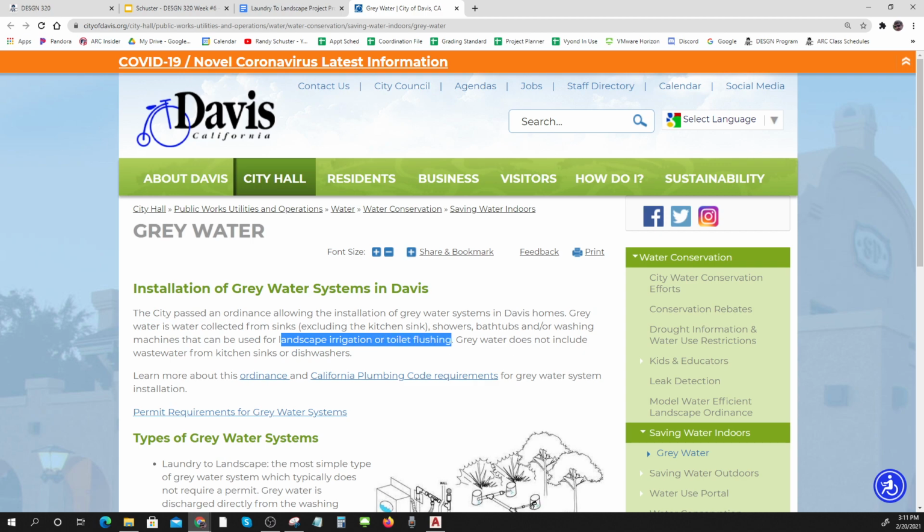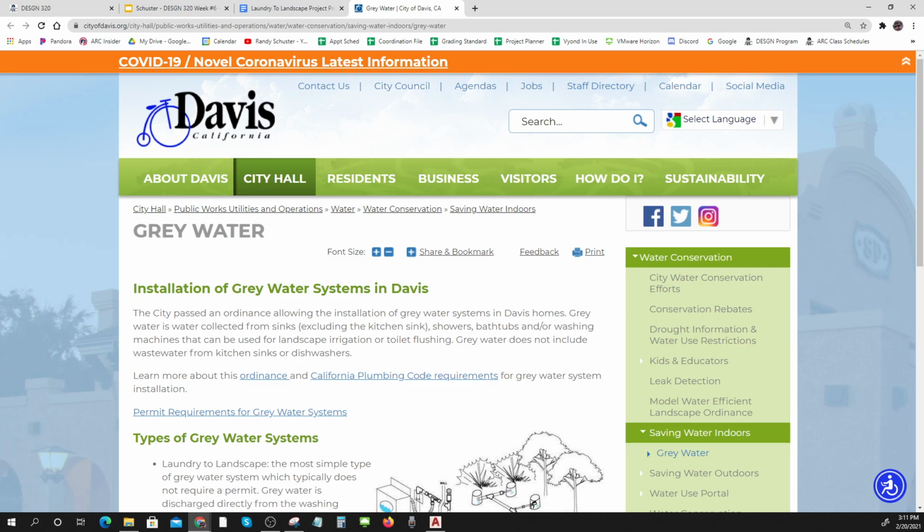Okay, gray water does not include wastewater from kitchen sinks or dishwashers. It's because they have a much different biological makeup to them. So they're very specific about what they consider to be gray water and what you can use. So that's probably something I need to know.